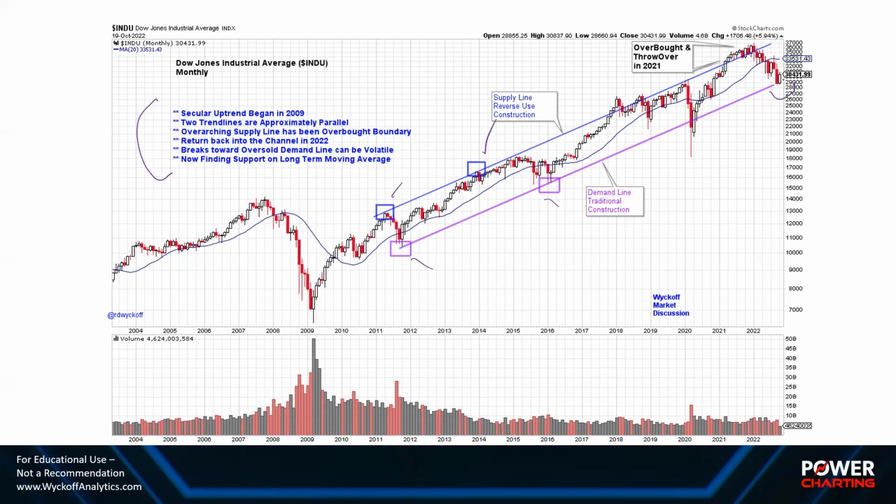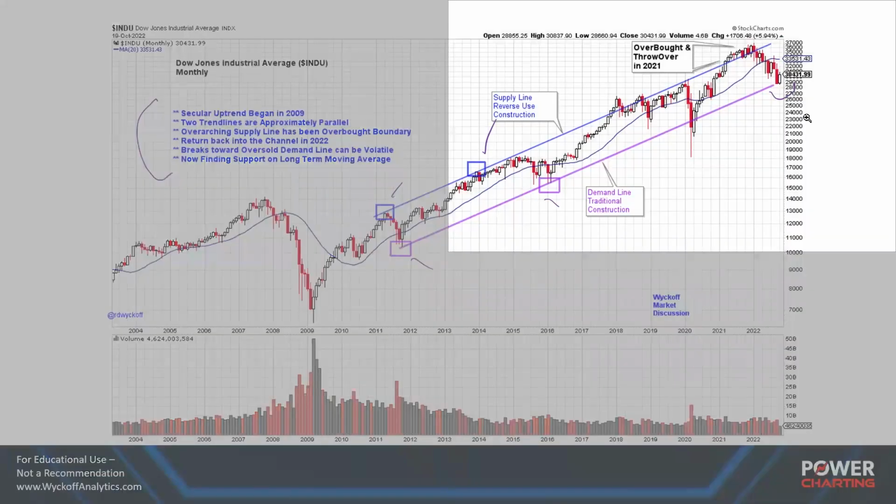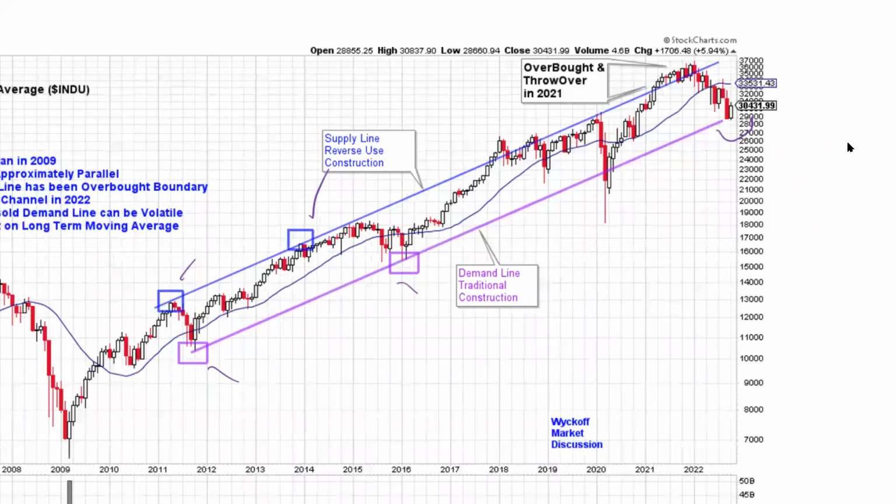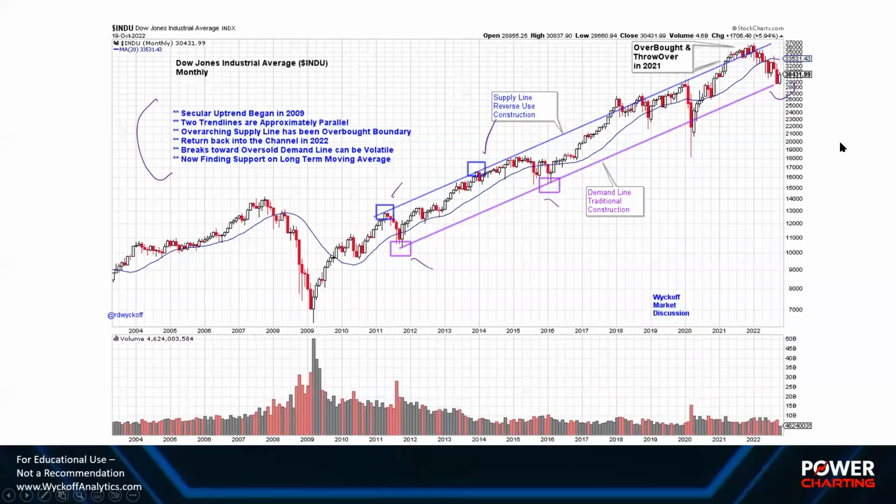And note, let me just blow this up real quick. Note that we are seeing a monthly bar in the Dow Jones that is rallying off of this demand trend line. And so this is very interesting. Could we have some kind of a relief rally into the channel? And the Dow is showing us that that is entirely possible.